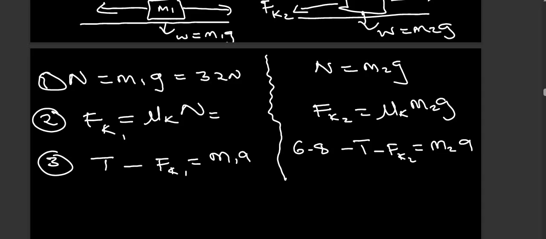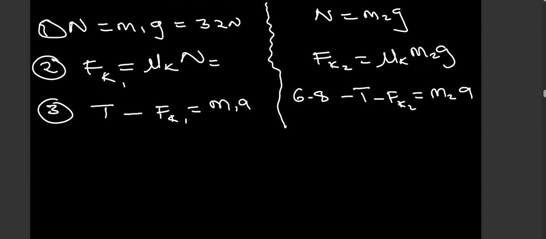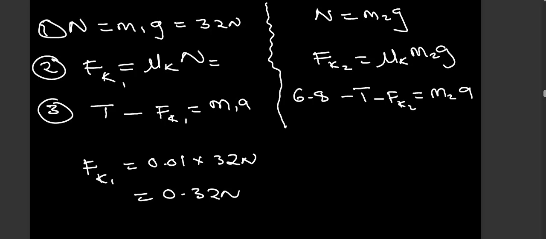So if you try to multiply your mu, we're saying FK1 is equal to 0.01, then multiply this with 32 newtons. What do you get? Should be 0.32, if I'm not mistaken. This should be what you are getting.